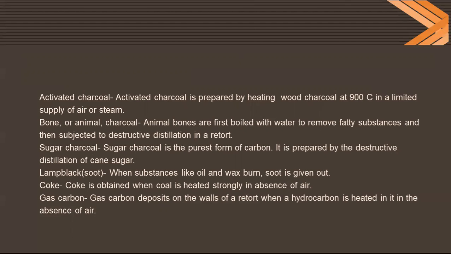The next is sugar charcoal. Sugar charcoal is the purest form of carbon, and it is prepared by the destructive distillation of cane sugar or by the dehydration of sugar with concentrated sulfuric acid. Then next is lamp black, and the other name of lamp black is soot. When substances like oil and wax burn, soot is given out.